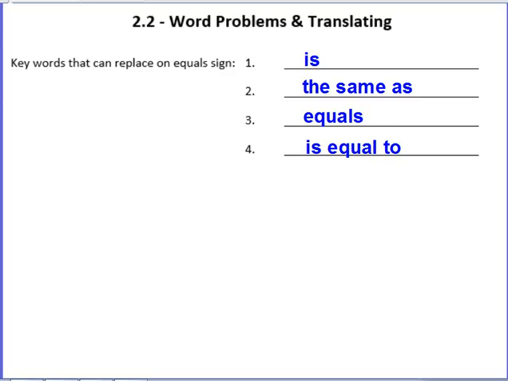Okay, here we go for section 2.2, which is word problems and translating. Okay, we're going to start with translating and then go to everyone's favorite word problems. Translating, we did this in our last chapter.